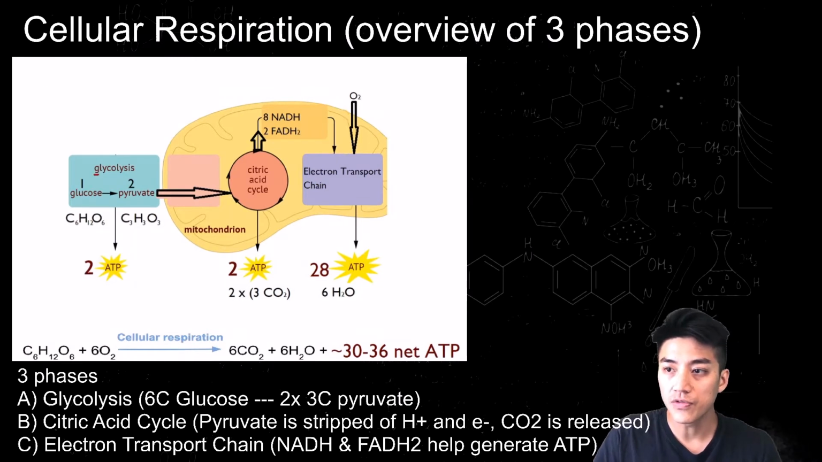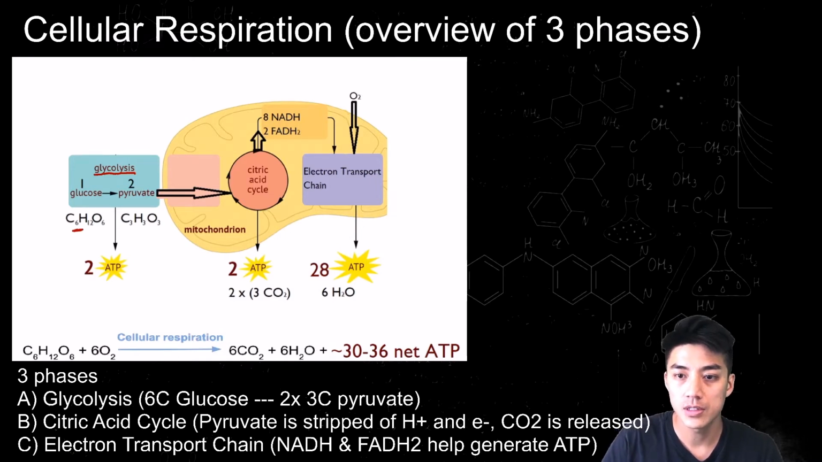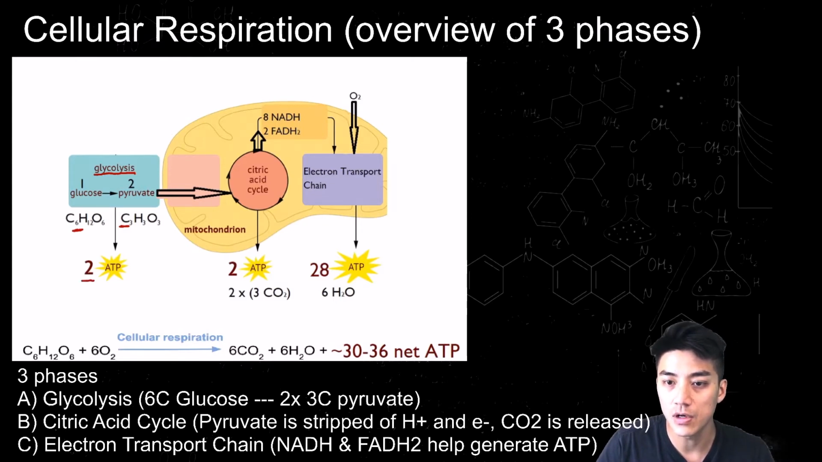I'll give you an overview of the 3 phases of cellular respiration. So the first is glycolysis, where glucose is broken down into 2 molecules of pyruvate. So glucose is a 6-carbon sugar, and it gets broken down into pyruvate. And again, I'll discuss each step in detail. I just want to give you an overview first. So during glycolysis, you get a net of 2 ATP. So 2 ATP are produced.